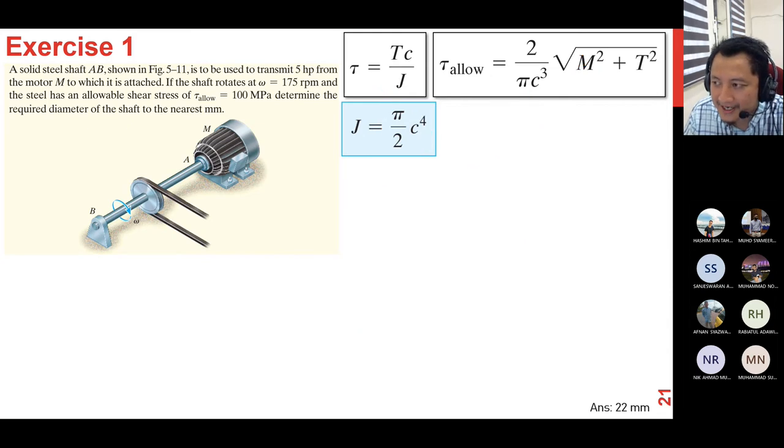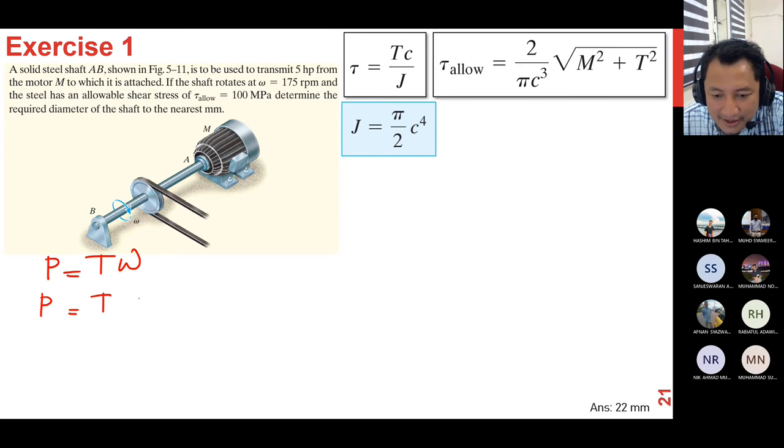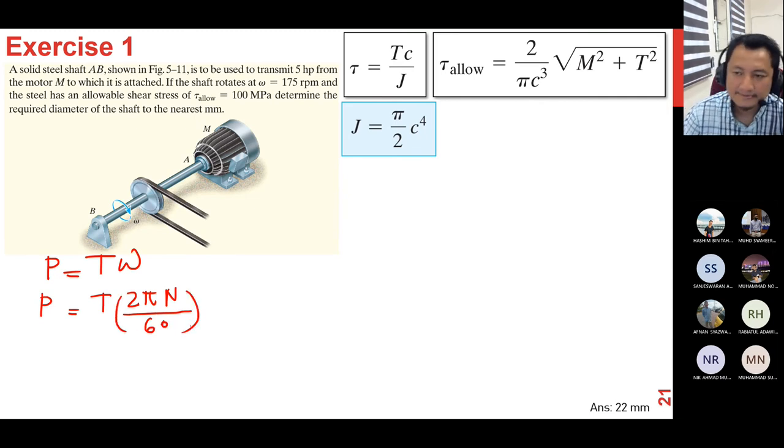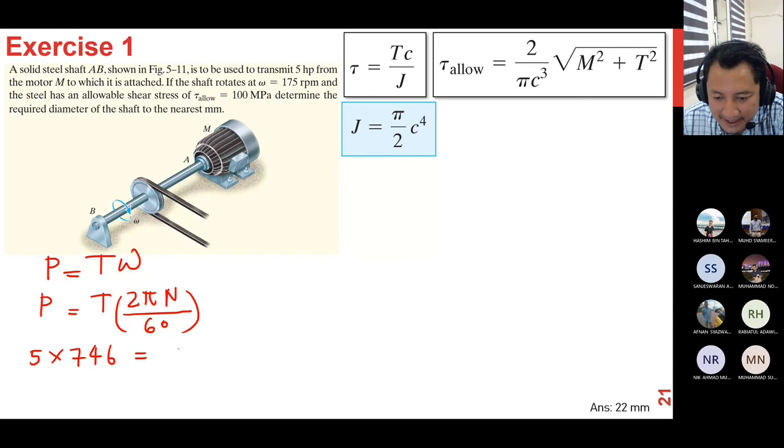Okay, alright. Number one, again, you have to find out what is the torque. Power equals torque times omega. Power equals torque times 2 pi N over 60. 5 horsepower, 5 times 746 equals torque times 2 pi times 175 over 60.